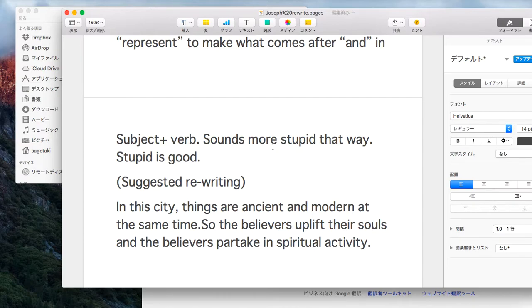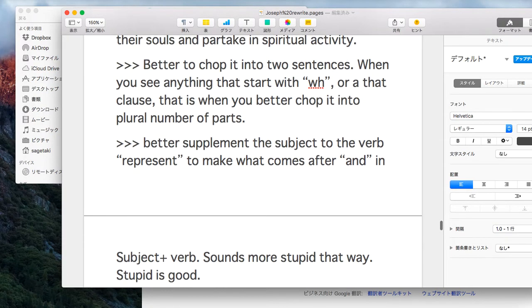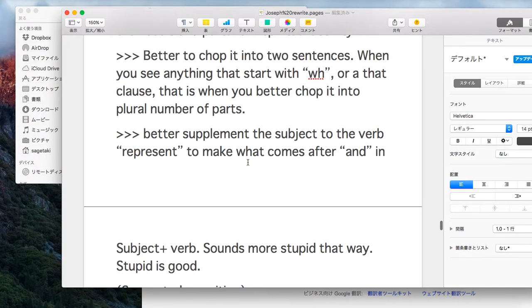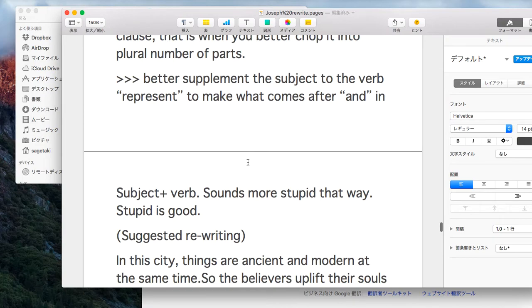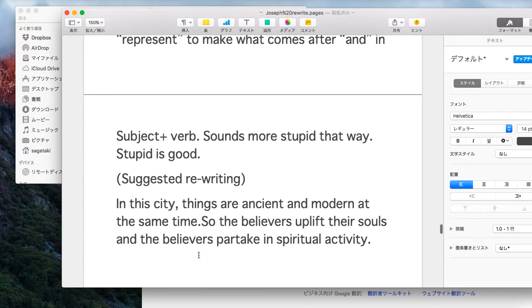Let me repeat it all over again. Well, you got to chop it into several sentences when you see something that starts with WH. Another thing is that you got to make clear what the subject is every time a sentence starts. So you have to be very careful what the subject is. You have the subject here and the verb here. So this is a complete sentence.